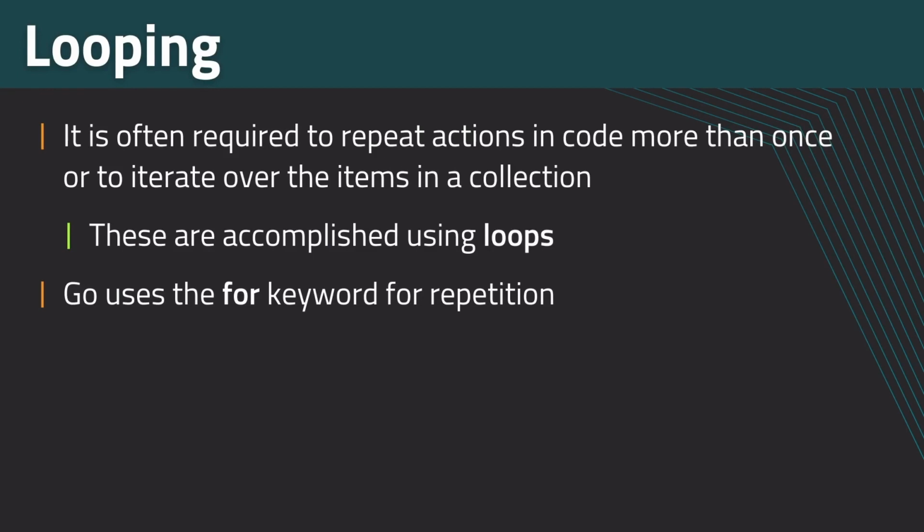When you're writing programs, it's often required to repeat actions in code more than once, or to iterate over the items in a collection. These tasks are accomplished by using loops. In Go, there's only one keyword that we use for looping, and that is the for keyword.